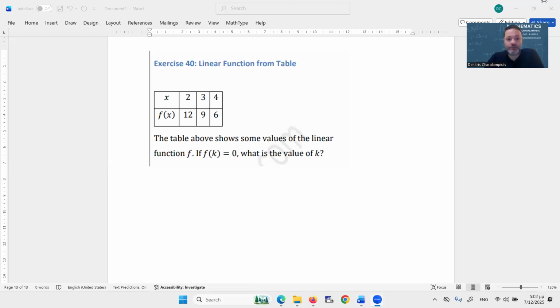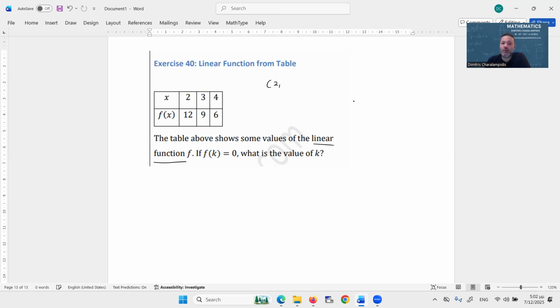Exercise 40. The table above shows some values of the linear function. If f of k is 0, what is the value of k? Okay, so we have a linear function, in other words, a line. We were given 3 points, we only need 2 to find its equation, so here we go.